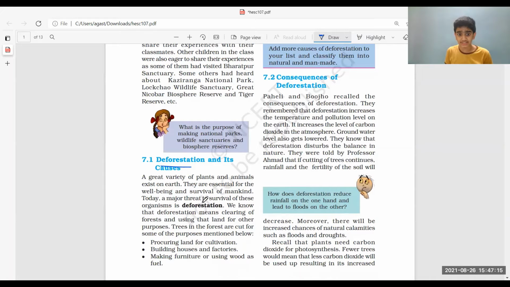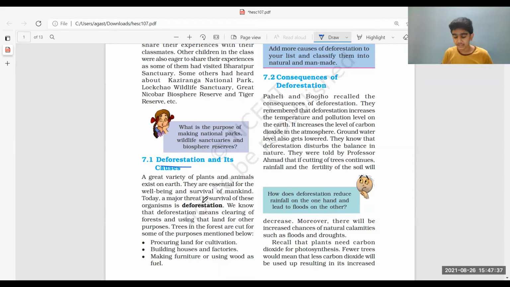And why do we practice it? It's simple. We clear the forest for agricultural purposes in rural areas. In urban areas, we do it for building infrastructure, and we also use wood as fuel or for making furniture. So these are a few reasons and consequences.